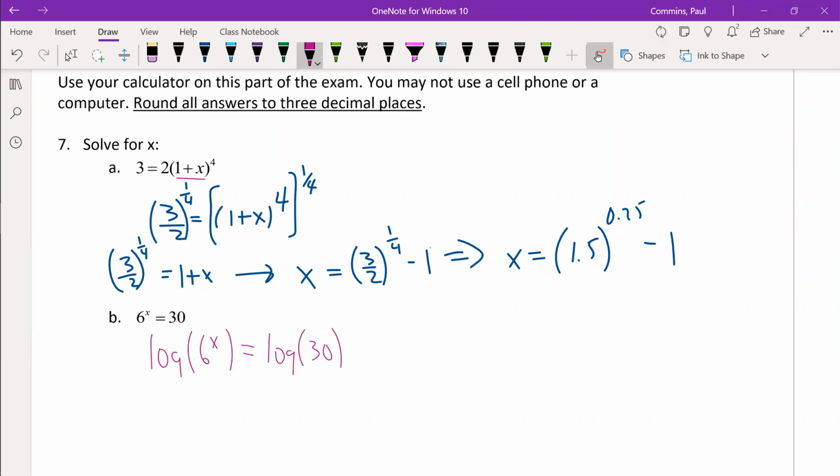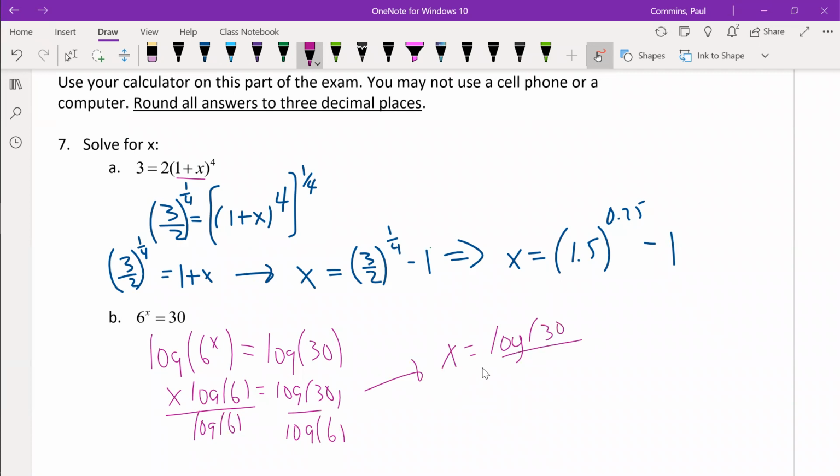The log of 6 to the x equals the log of 30, just taking the base 10 logarithm of both sides. The log allows us to move this x out front. The third rule of logarithms allows us to do that. And now I just have number times x equals number. In order to solve, I just divide both sides by the log of 6. So this becomes x equals the log of 30 over the log of 6.